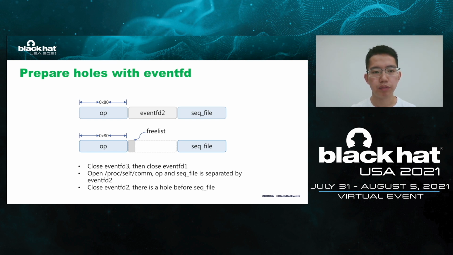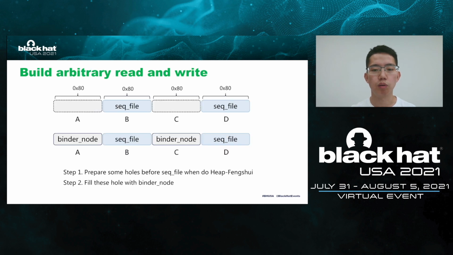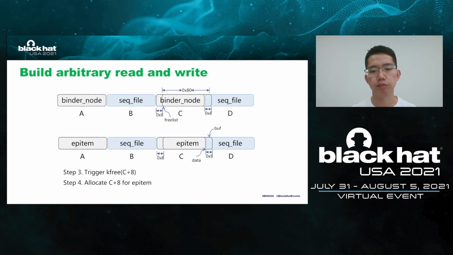Now, after the preparations, we go to create the seg file, and the structure corresponding to the OP field can be separated from the seg file. At this point, just close eventfd of D2 again to leave the hole before the seg file. Now, we can fill the holes with bender load. Next step is to trigger the key-free C+8 and allocate C+8 back for the equal item.